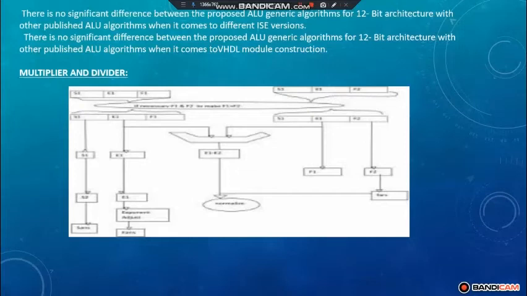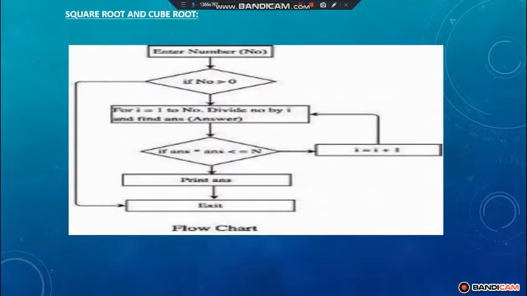This is the multiplier divider circuit explanation. This is square root or cube root. Enter the number first. If n is greater than 0, then it goes to the next step, for I equal to 1 to n, divide by I, and find the answer. If the answer is greater than or equal to n, then it goes to the next step.